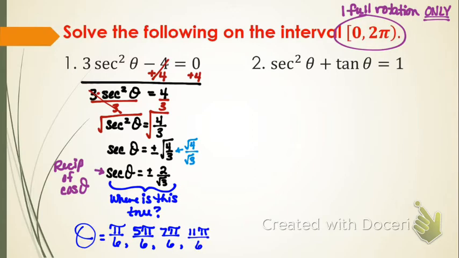Why do I not need to do the plus 2 pi n on these? Because we have an interval. It said I'm supposed to solve this on the interval. I just want one rotation around the unit circle, and I'm going to list all those angles, and then I'm done. If it said all solutions, then all of those would need a plus 2 pi n on it.